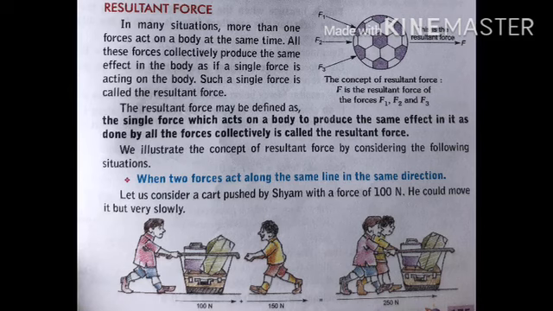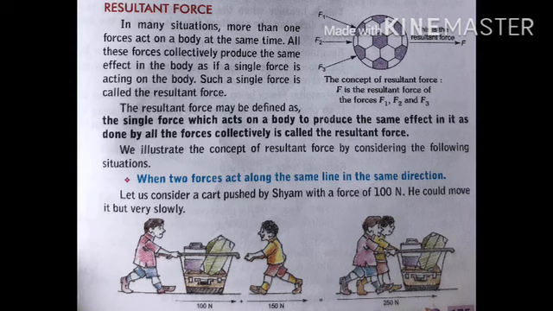This is because when two forces act in the same direction along the same line, the resultant force is equal to the sum of the two forces. Here, the resultant force on the cart is equal to 100 Newton plus 150 Newton, that is 250 Newton. As a result of the greater force acting on the cart, it moves faster.